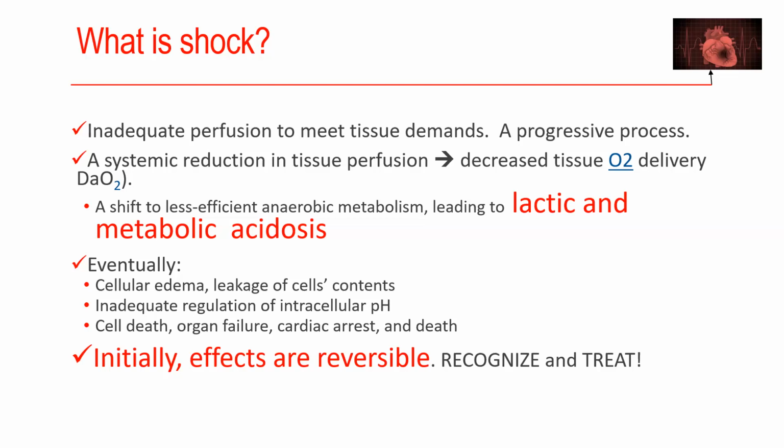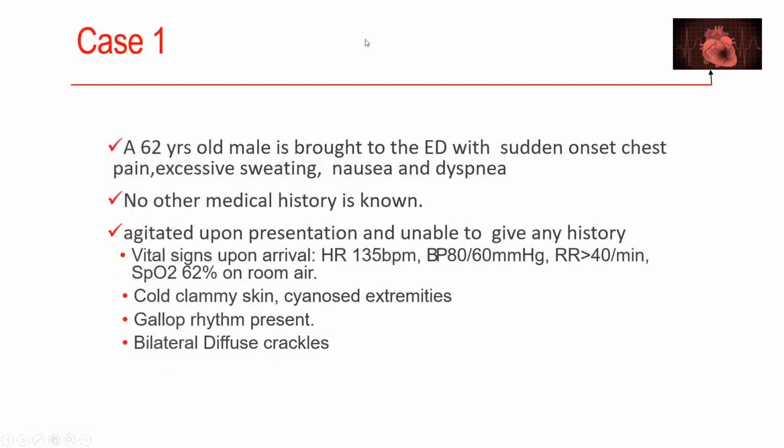Okay, good. All right. So now let's just take a look at this case. 62-year-old male brought to the ED with sudden onset chest pain, excessive sweating, nausea, and dyspnea. Okay, today is Wednesday. On Monday evening, I got called by a CVICU nurse who was in the ED with her husband, who had severe sudden onset chest pain, unresolvable, excessive sweating, nausea, and dyspnea.